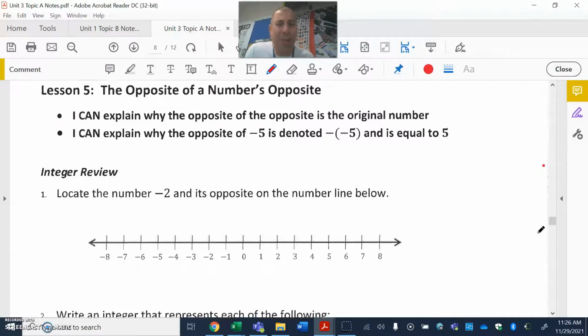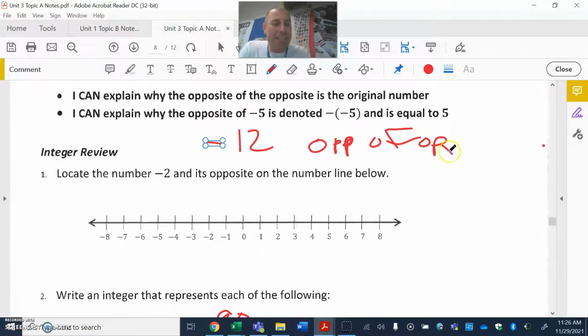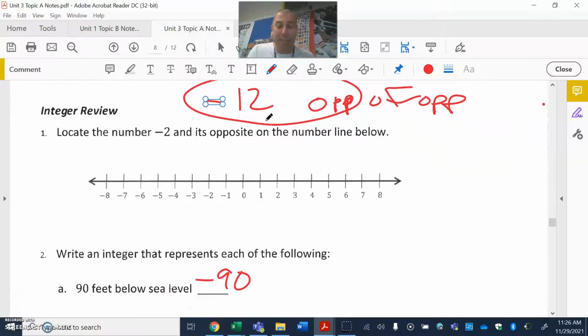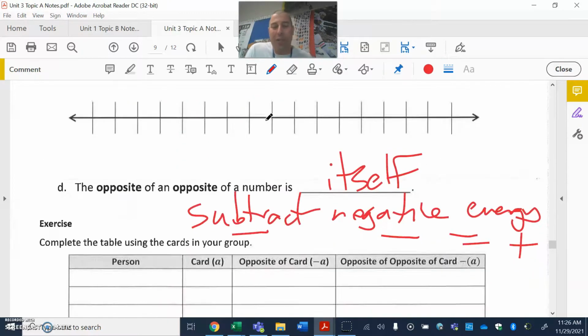The opposite of the opposite. Well, it depends on what you start with. So if we start with negative 12 and we say take the opposite of the opposite, the opposite of negative 12 is positive 12. And then the opposite of positive 12 is negative 12. So what we're saying here is the opposite of the opposite is always going to be itself. That's the key thing here.